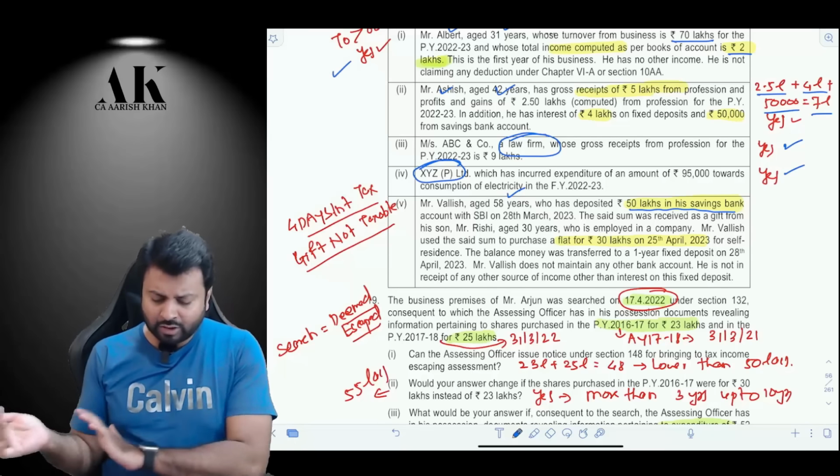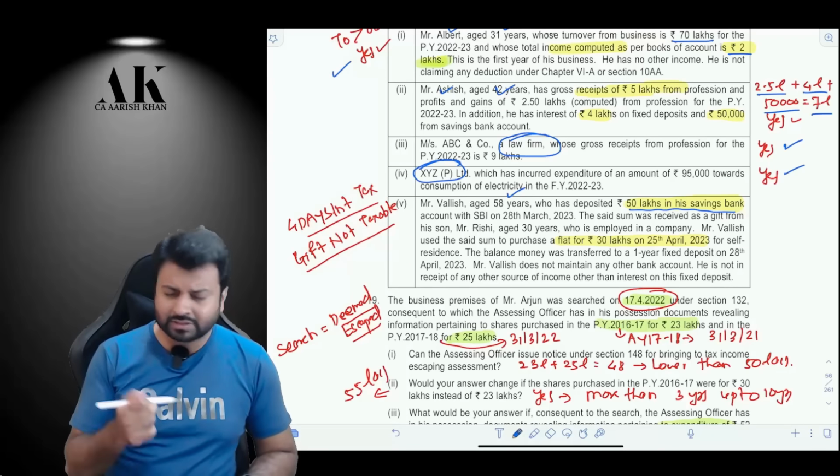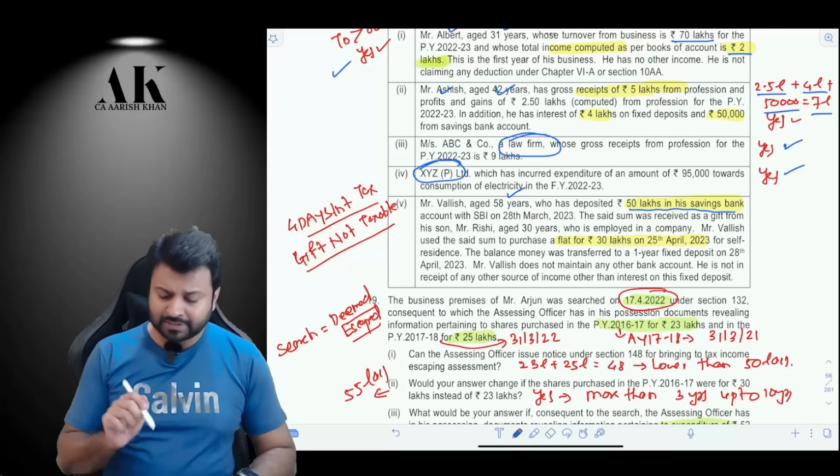Is he liable to file the return under the normal provision? No, under the normal provision he is not liable to file the return because his total income is less than the basic exemption limit. But as per the special provision, he is liable to file the return.